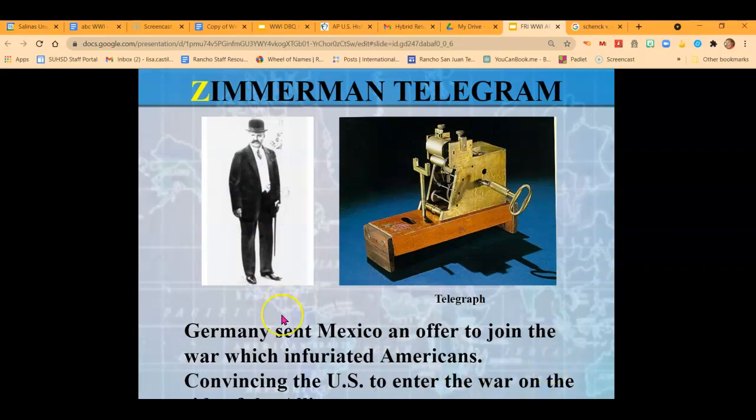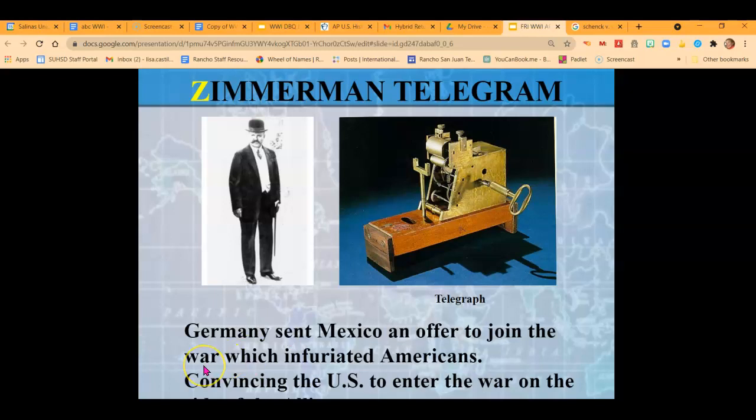And the last one here, the Zimmermann telegram. Germany sent Mexico that offer to join the war, which infuriated Americans and convinced the U.S. to enter the war on the side of the Allies. Poor choice on Germany's part because they end up losing. All right, that's it for the ABCs of World War I, y'all.